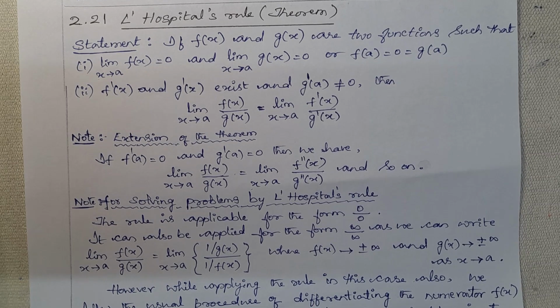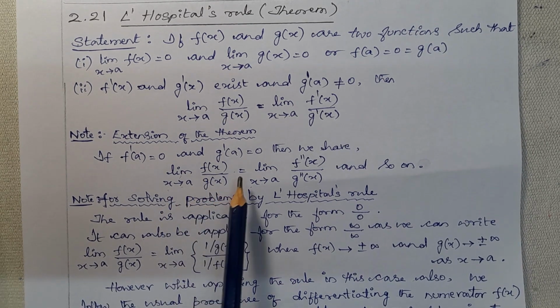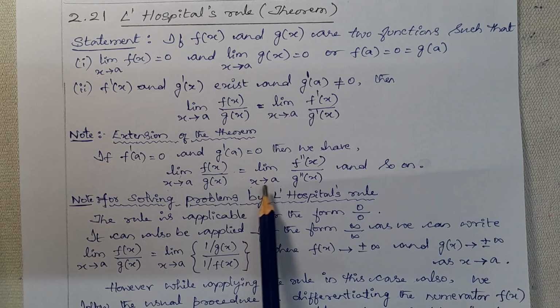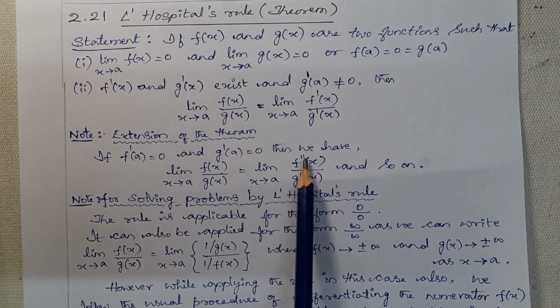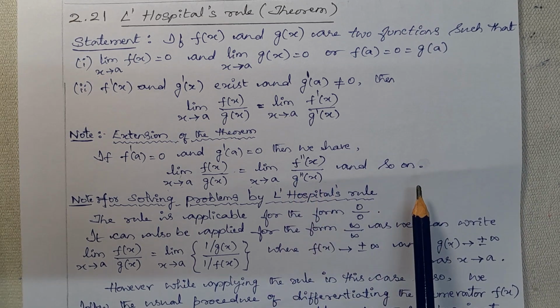Note, extension of the theorem. If f dash of a equal to 0 and g dash of a equal to 0, then limit x tends to a f of x by g of x equal to limit x tends to a f double dash of x by g double dash of x and so on.